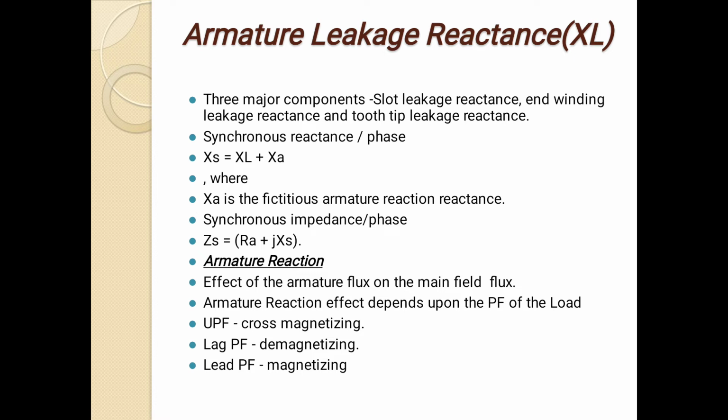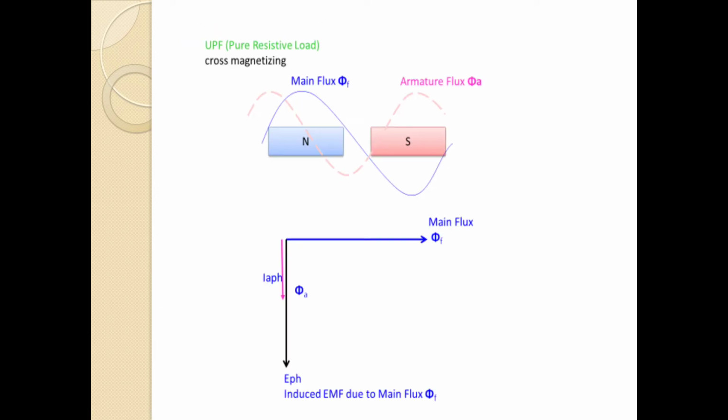Armature reaction is the effect of armature flux on the main field flux. The armature reaction effect depends upon the power factor of the load. Unity power factor means cross magnetizing, lagging power factor means demagnetizing, and leading power factor means magnetizing.